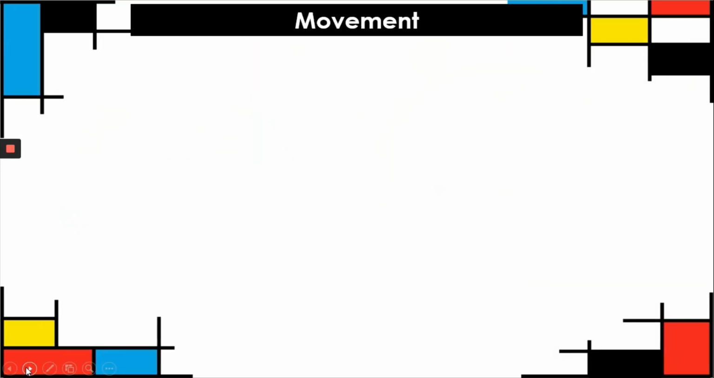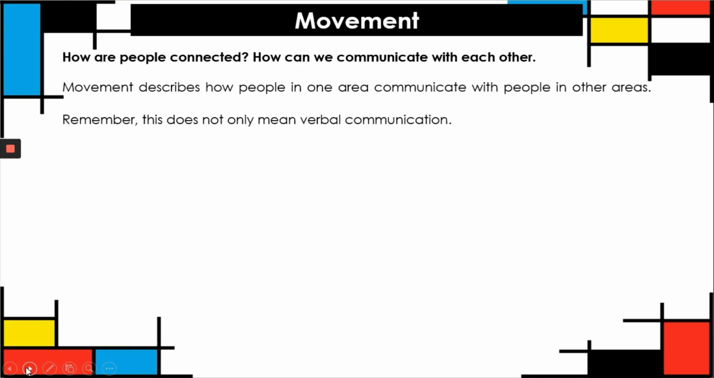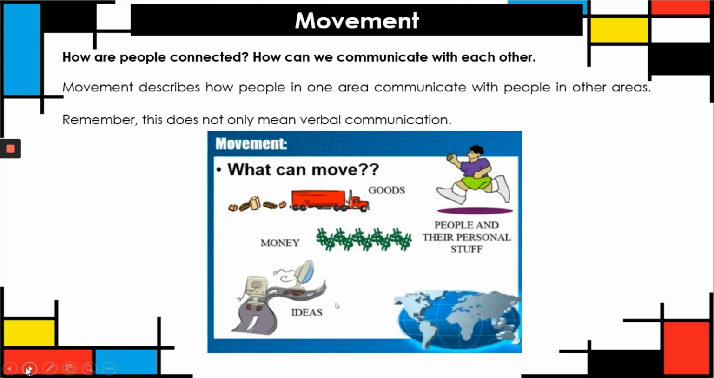Okay, movement. Another theme of geography is movement. What does this mean? This means how are people connected? How can we communicate with each other? Movement describes how people in one area communicate with people in other areas. Remember, this does not only mean verbal communication. I want you to look at this picture. Okay? So what can move?